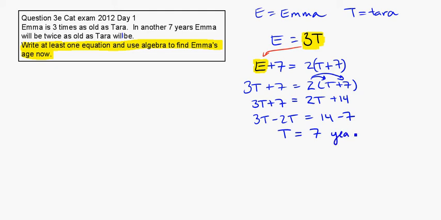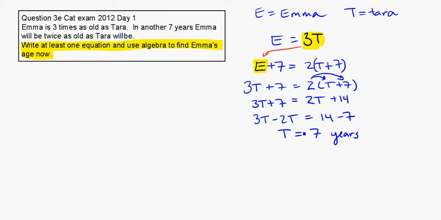So you might get really excited and think that you've won the problem, but what did they ask for? They asked for Emma's age, not Tara's age, so make sure you pay attention to what they're actually asking for and that you give it in your answer. So we're not done yet. We don't get Excellence for that. We have to answer the other part, which says how old Emma is.